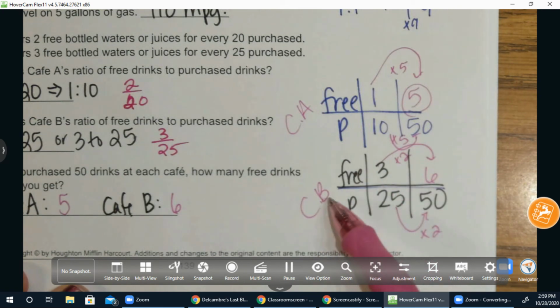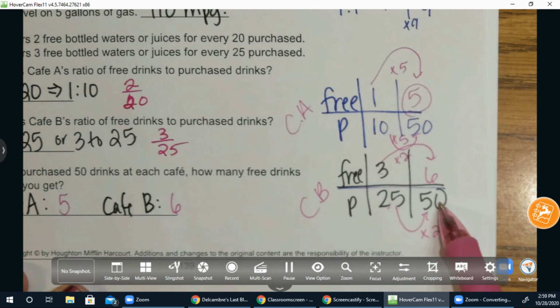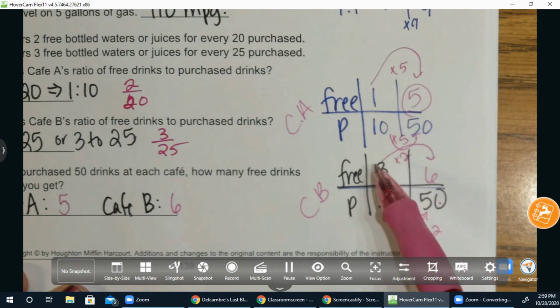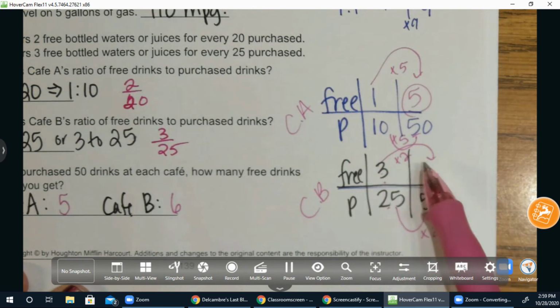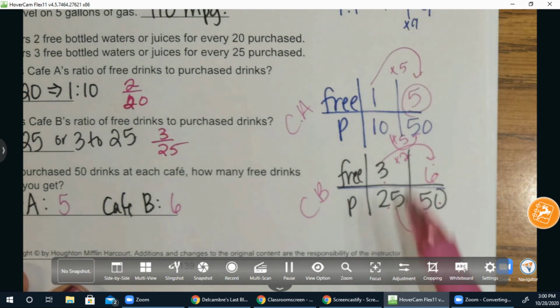So Cafe B here, I get 3 free drinks for every 25. Well, 25 times 2 gives me 50, so I just double it. So if I double 3, I get 6, so I get 6 free drinks there.